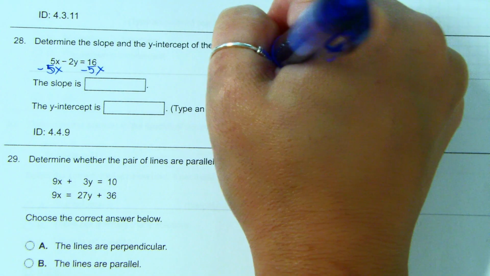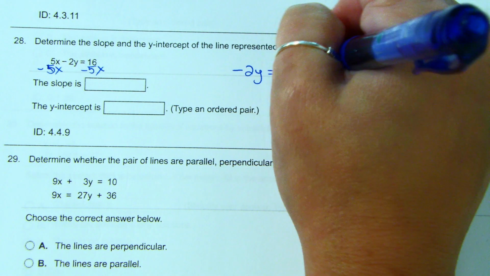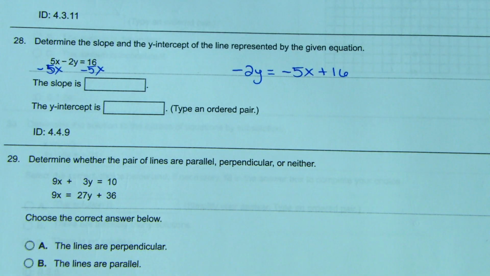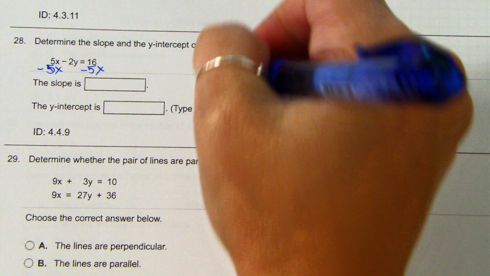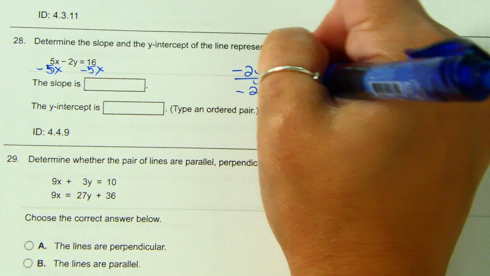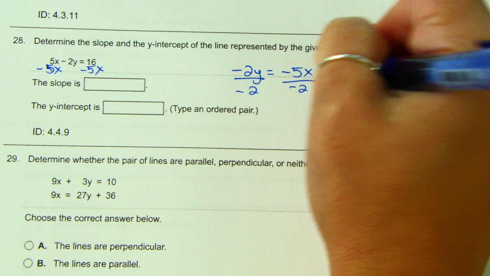I wrote my x term first on the right-hand side simply because I know I need it to look like mx plus b over there. And so that's why I did it instead of writing 16 minus 5x. Now, to get the y completely isolated, I would have to divide by negative 2. So I divide everything by negative 2, again, because I want it to look like y equals mx plus b.